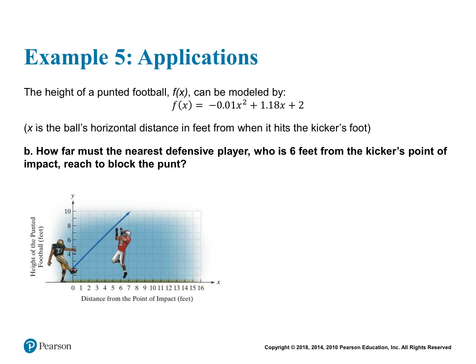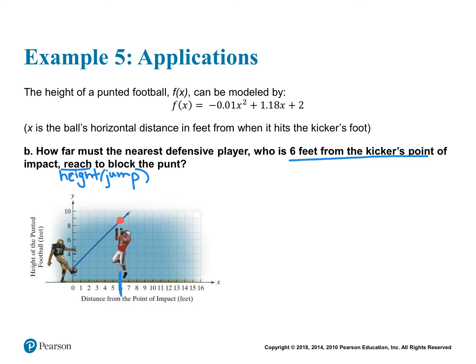Okay, next, how far must the nearest defensive player, who is 6 feet from the kicker's point of impact, reach to block the punt? So we're wanting to know, how far does he have to reach? So his height or his jump. And he's 6 feet from the kicker's point of impact. So he's right here at 6 feet. So we're trying to find, how far is he having to leap? What is this point up here? So you can estimate it, but we're going to actually find the exact amount.